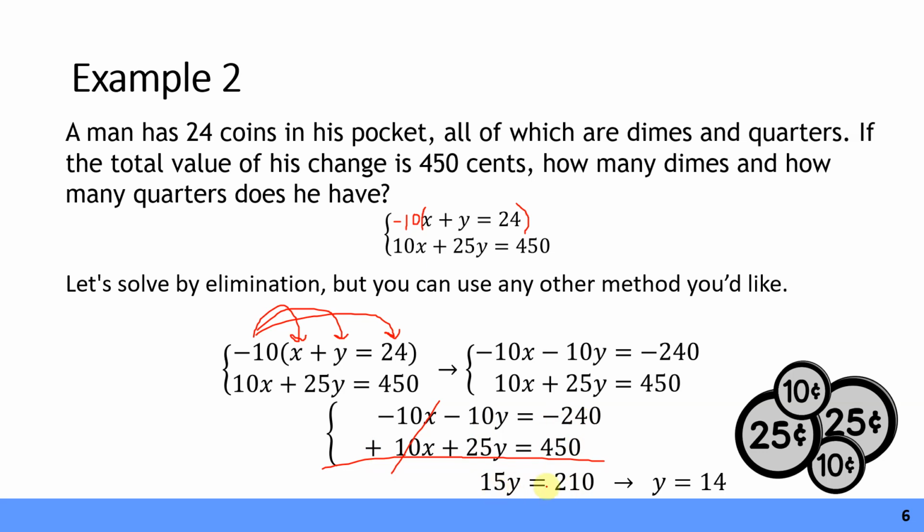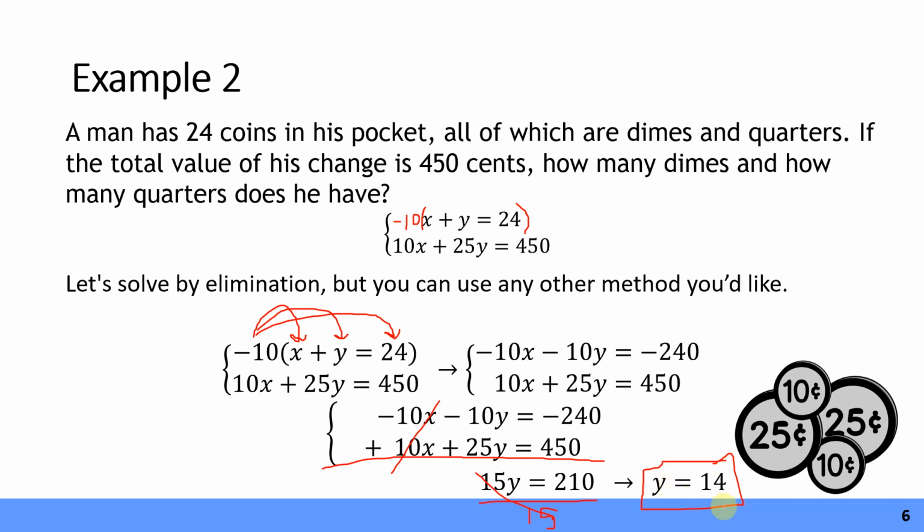Now from here, I just have one variable to deal with. So the y, to get rid of the 15 or to leave y by itself, I'm going to divide both sides by 15. And then I'm left with 210 divided by 15 equals 14. Now again, make sense of the question before you move on. Since we're talking about coins, it has to be a whole number, 14 coins. Again, if this would have been 14.5 coins, then something's wrong and we would have to go back and check our work. But there we go.